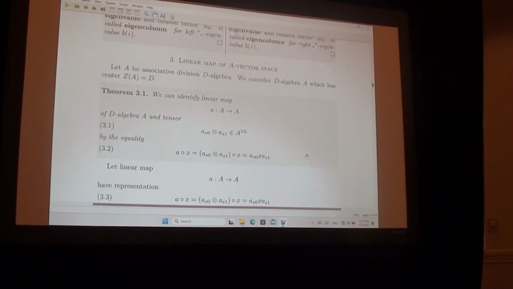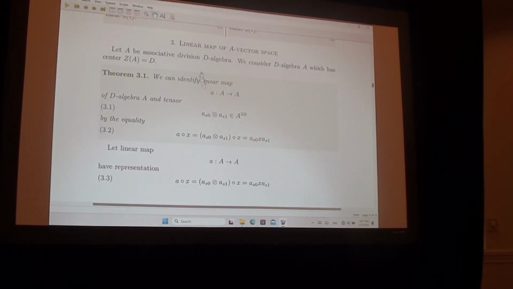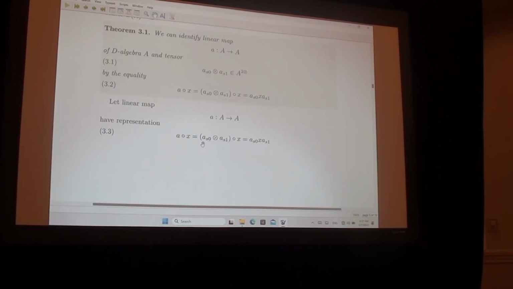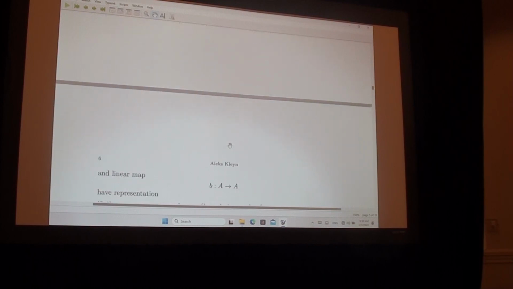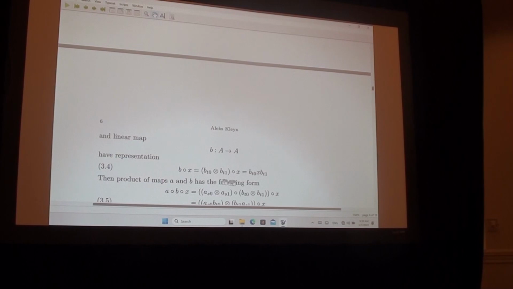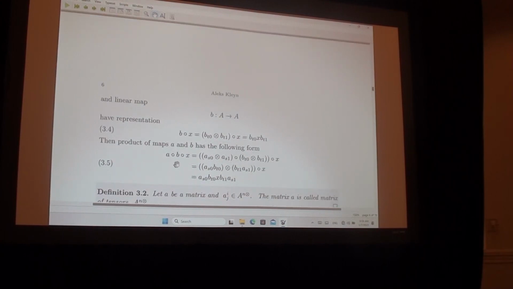Now we consider linear map of a vector space. Let A be an associative division algebra with center T. We can identify linear map of the algebra A and the tensor by the equality linear 2. Here we put argument x instead of tensor product. Let linear map A of the algebra A have representation linear 3. Here we assume summation over index S. And linear map B have representation linear 4. Here we have sum over index T. Then product of maps A and B has form linear 5.